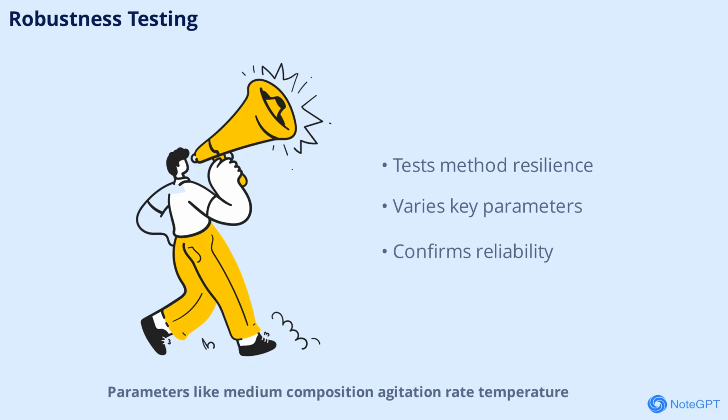Parameters like medium composition, agitation rate, temperature, and pH are varied to ensure the method remains reliable. For HPLC, factors such as mobile phase composition, buffer concentration, and flow rate are also tested. Robustness testing confirms that the dissolution procedure is not overly sensitive to minor variations.